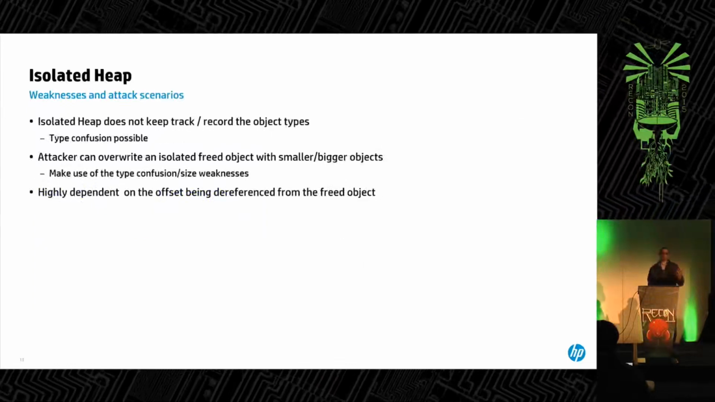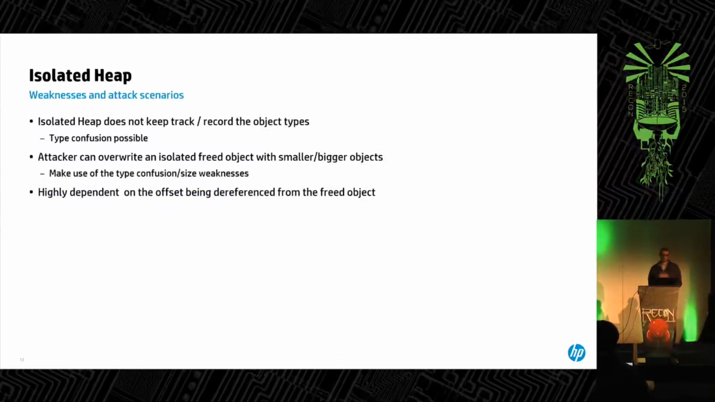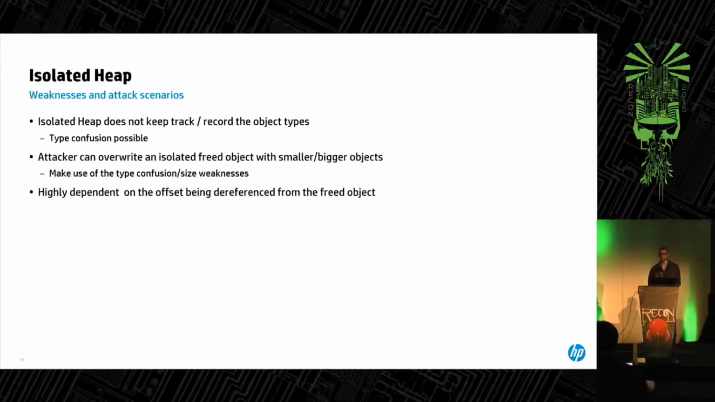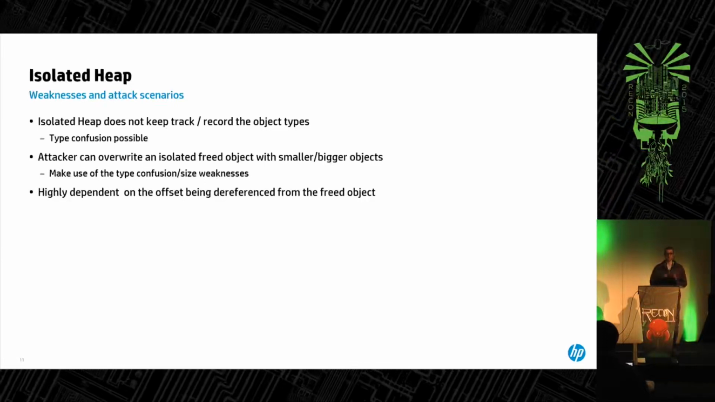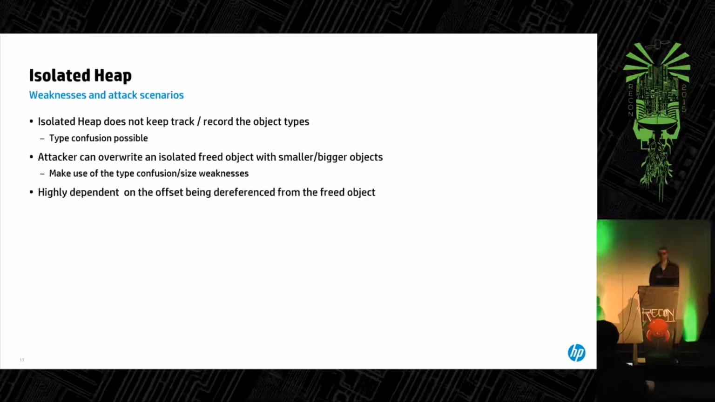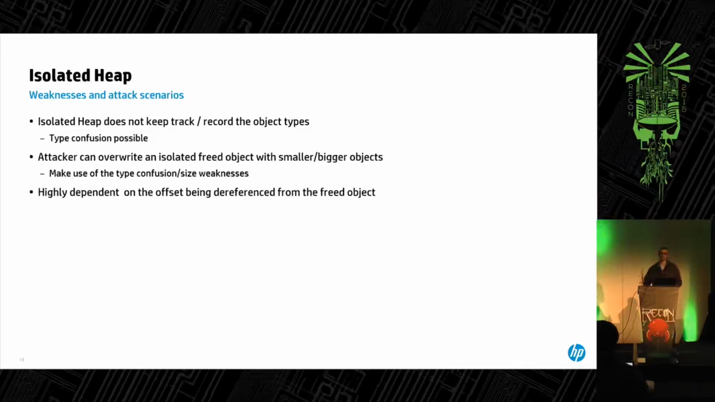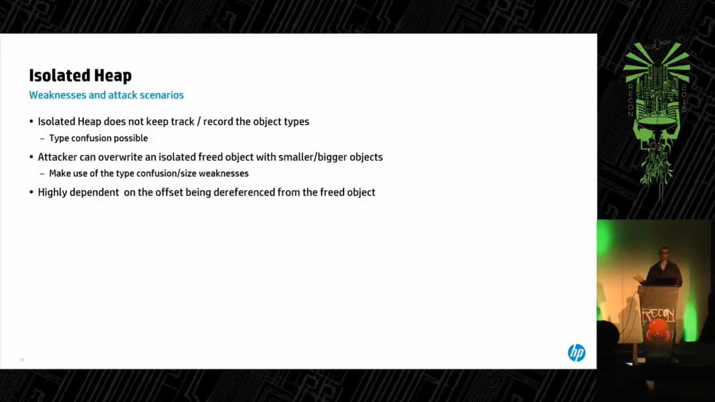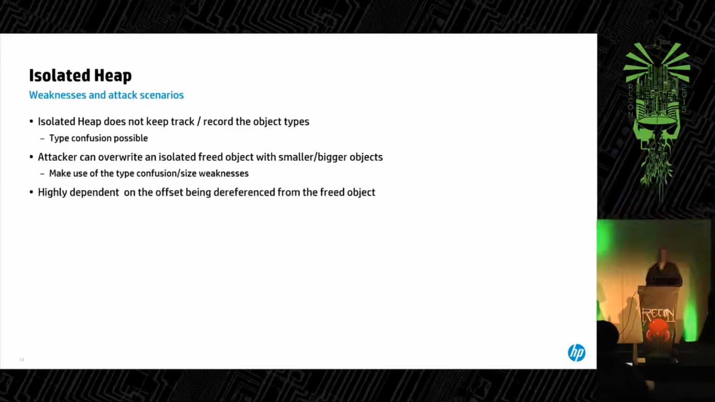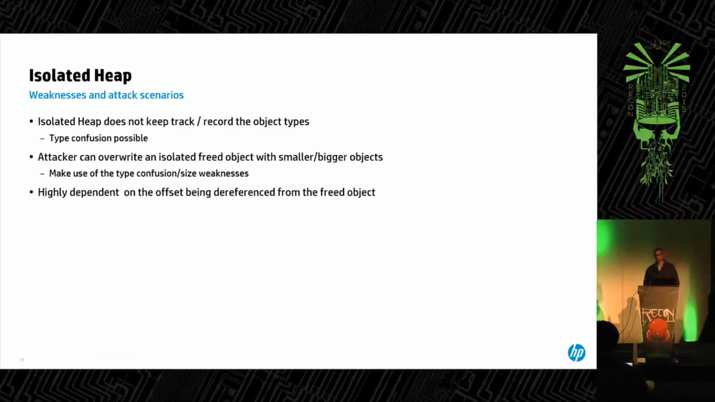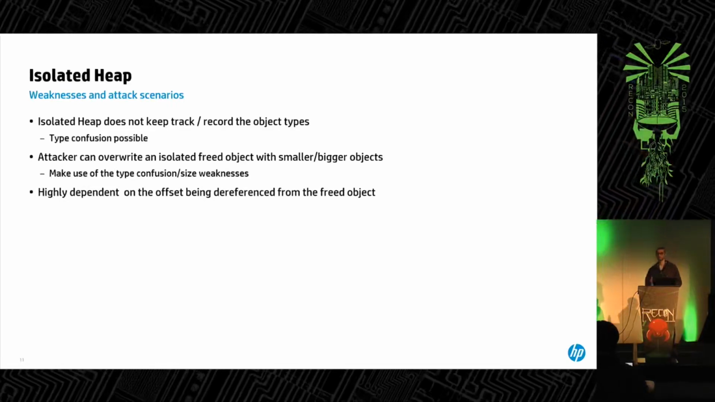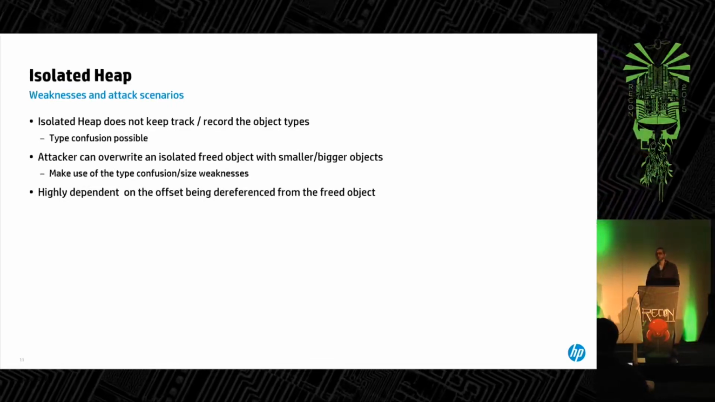Just like any other mitigation, isolated heap is not perfect. It does a good job by isolating certain allocations, but at the same time, it allocates all the DOM objects, or most of the DOM objects, in one heap. So an attacker can free one of these objects and then override it with whatever type he wants. This makes it clear that there's a type confusion issue here. The attacker can also override that object with another object of a different size, so it doesn't have to be the exact same size; it can be smaller or bigger.